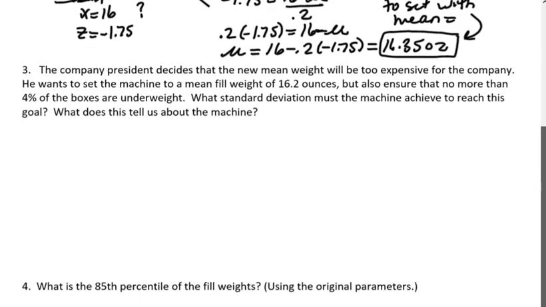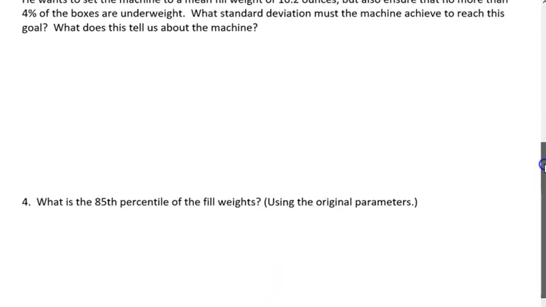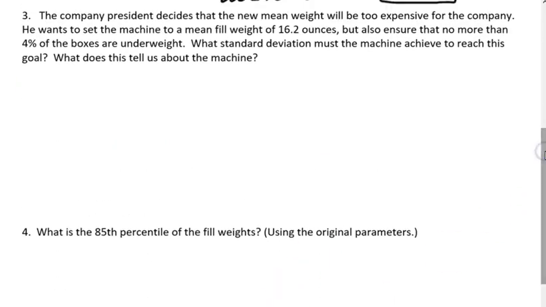So the president of the company says that new mean weight will be too expensive for the company. He wants to set the machine to a mean fill weight of 16.2 ounces, but also ensure that only 4% of the boxes are underweight. So what standard deviation would I need to have to make that happen? In this case, I'm saying I want this to be 16.2.